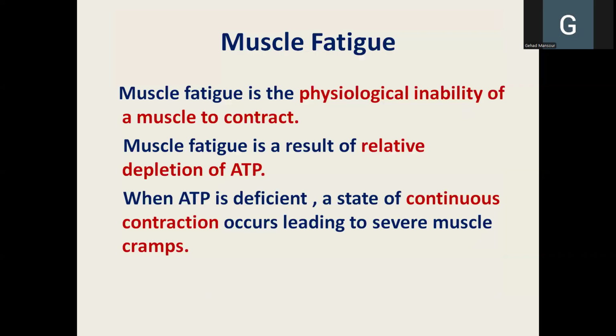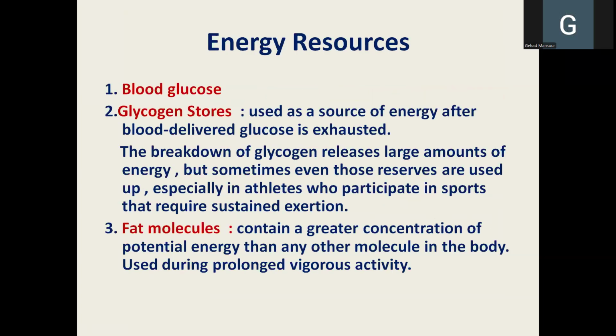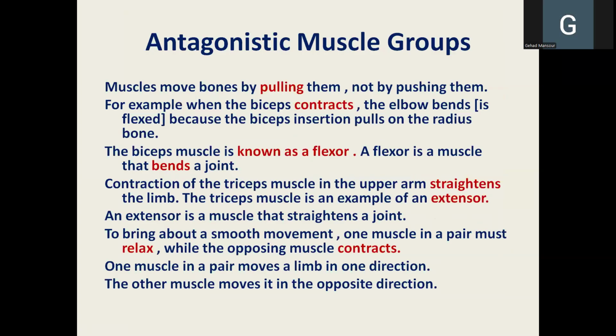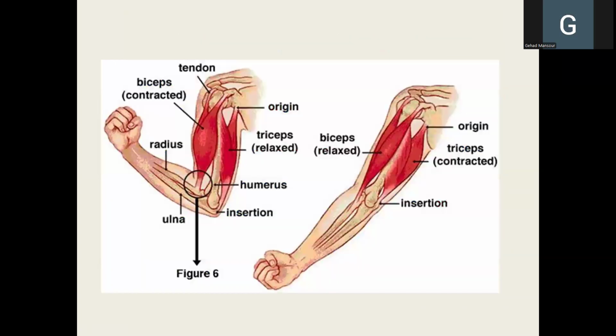We have mentioned muscle fatigue, which is the physiological inability of the muscle to contract in a normal way because of a relative depletion of ATP. And we now know what relative means. Relative means that we have a lot of ATP, but it's not yet sufficient for muscle contraction and relaxation because we are working out maximally. And these are the energy resources, and we talked before about the antagonistic muscle groups.